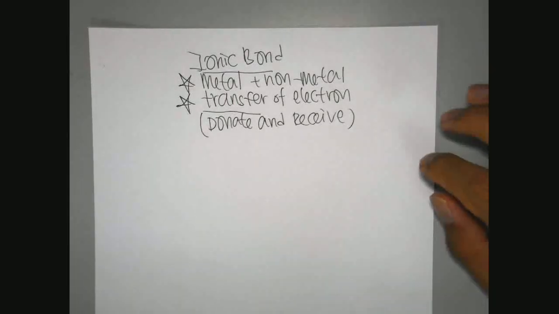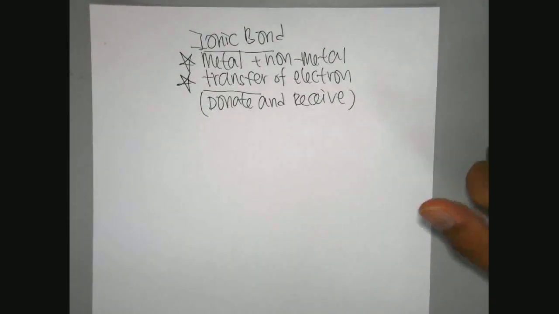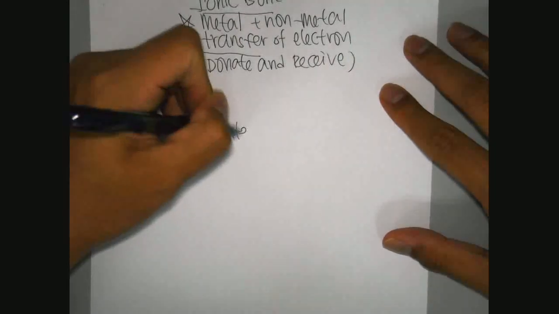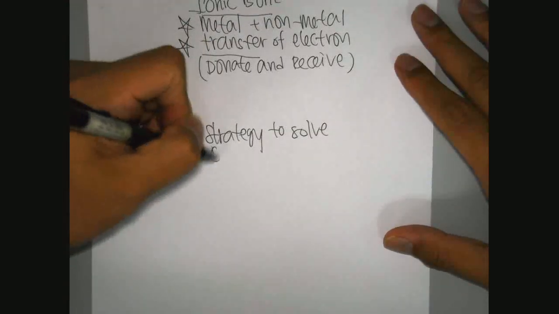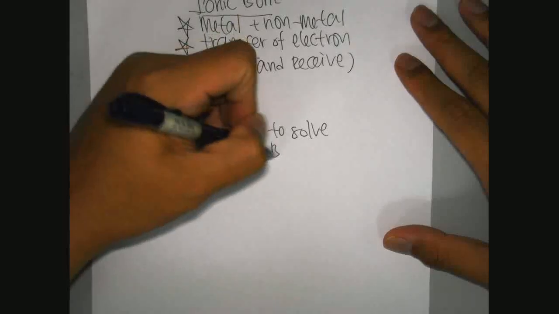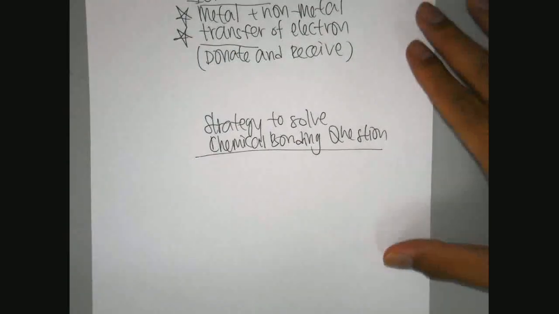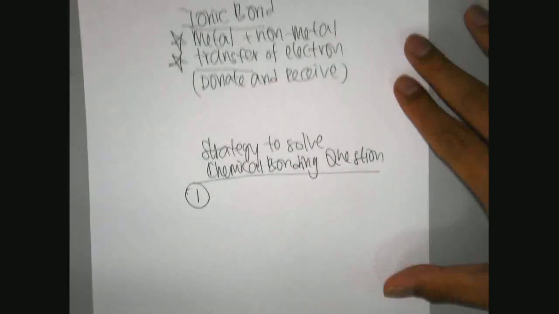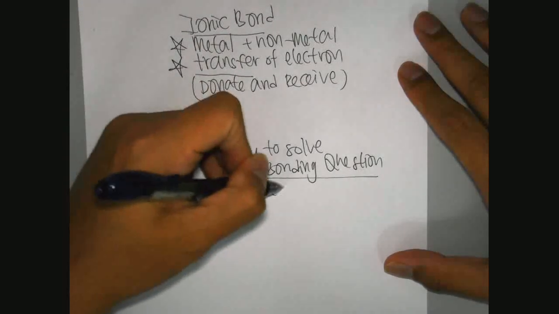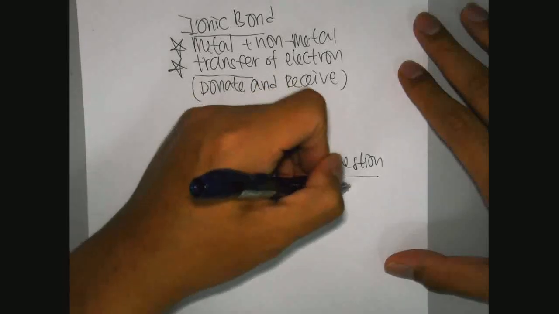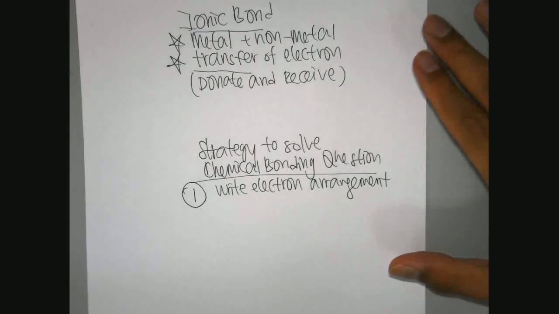The best way for us to learn is that we must know some strategy or some steps that we can follow. So this is the strategy for us to solve all the questions related to chemical bonding. First of all, whenever we want to do a chemical bonding question, we need to write the electron arrangement of the substance. We always need to write the electron arrangement.